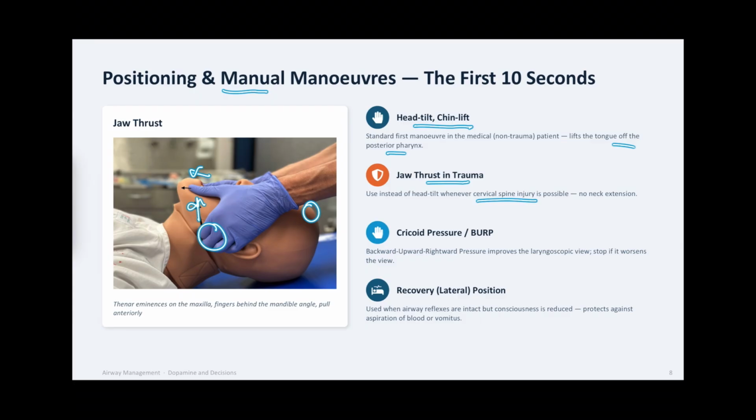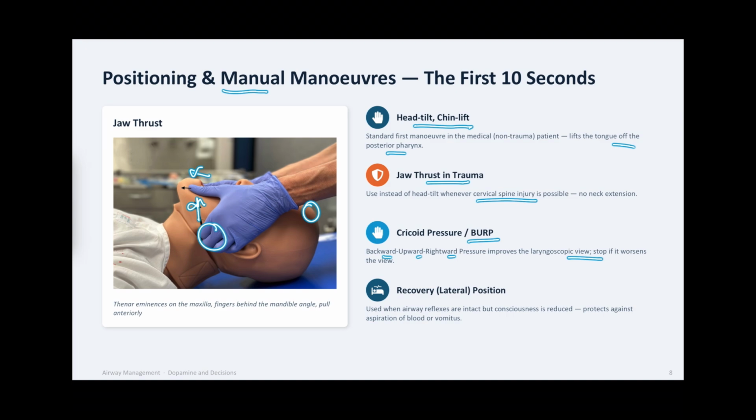One more important point about external laryngeal manipulation is that you may hear a term like the BURP maneuver. What is BURP? BURP is backward, upward, rightward pressure. Unlike cricoid pressure, which has become controversial, BURP can improve visualization of the vocal cords during laryngoscopy. If it improves your view, continue it. But if it is making your view worse, release it immediately.